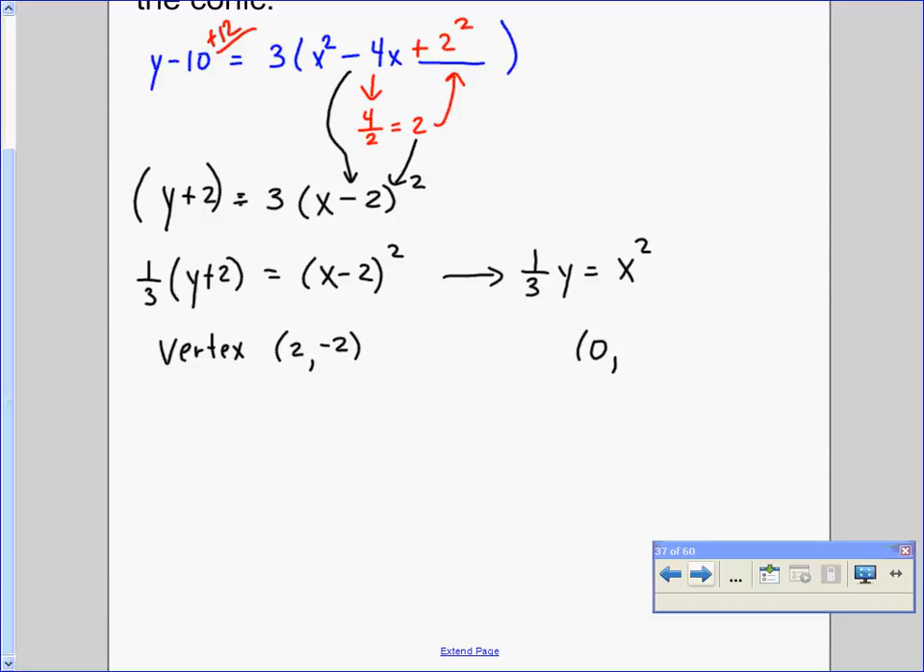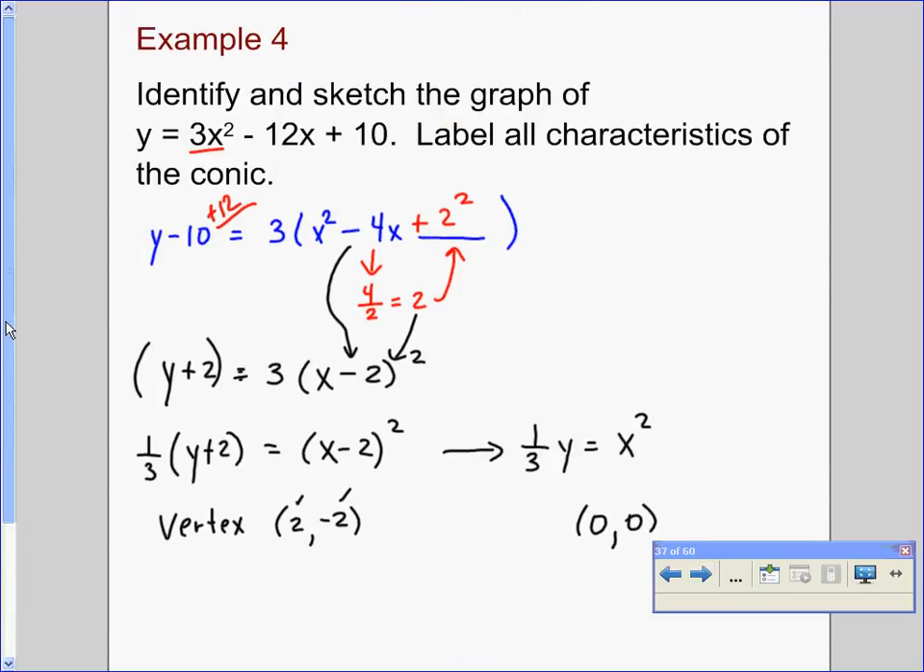And then you can say here you've got (0, 0) is going to be your vertex, and then from that vertex you're going to move right 2, which changes this to positive 2, and then that plus 2 is going to move you down 2, and that's how you get your negative 2. Okay.